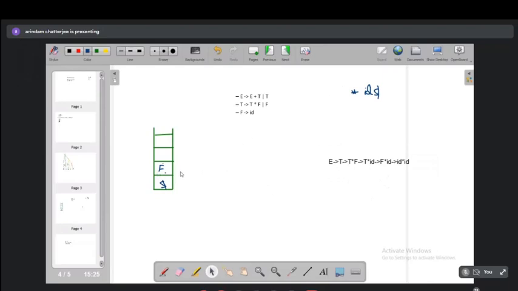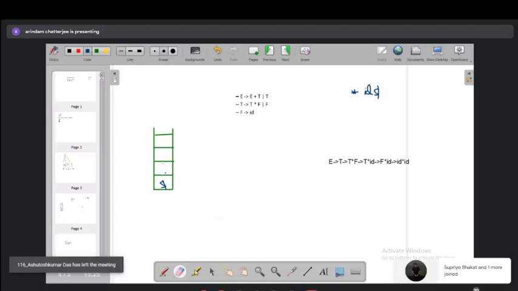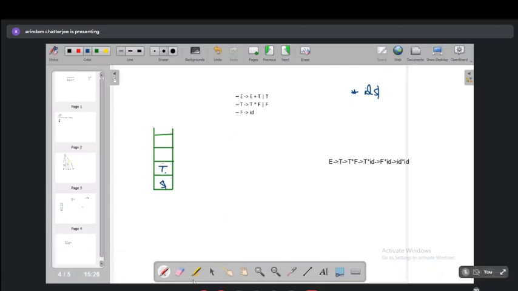So now what we'll do is reduce F by T. So we'll reduce F by T. And then we'll push the star onto the stack. So we'll erase it from here and we'll push it on here. And then we'll push this ID as well.